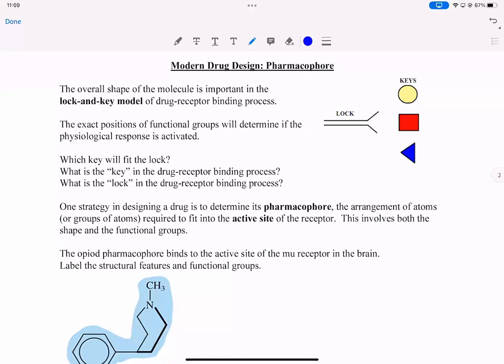So when you have a pharmacophore, that's the basic structure, the most fundamental part of a drug that is needed to activate and produce a physiological response. So the drug receptor binding process that happens in a body, one example, is called the lock and key model, where you have a receptor in the body that needs to be unlocked, basically.